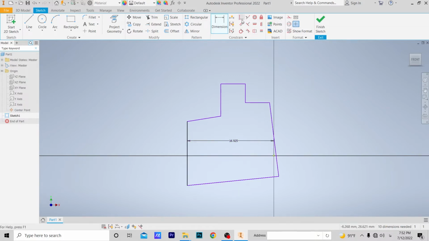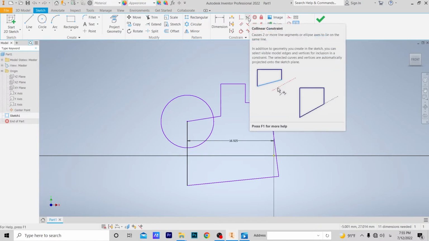The first order is coincident. For example, we draw a circle. Now we want to put this center on this vertex. Click on it. Choose center of circle and vertex. Okay. Next one is collinear.